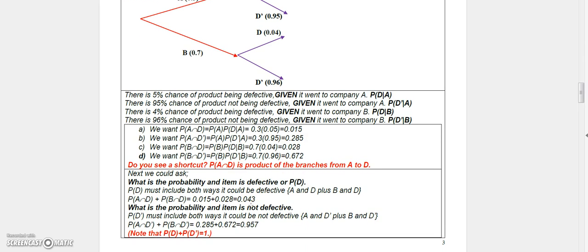Now, what if I wanted to know the probability that an item is not defective? Well, common sense tells me I could just subtract this from 1 since it's the complement, but let's do it the way I did this first one.